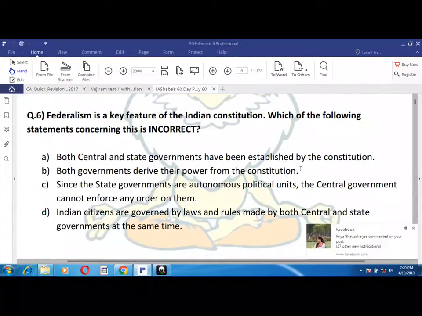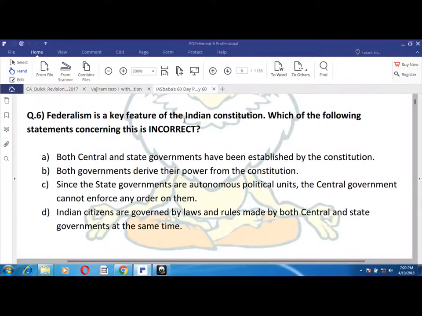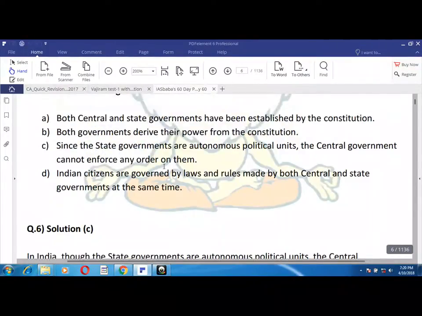Federalism is a key feature of the Indian Constitution. Which of the following statements concerning this is incorrect? The incorrect one is: since the state governments are autonomous political units, the central government cannot enforce any order. Okay, it is incorrect, but the others are correct.